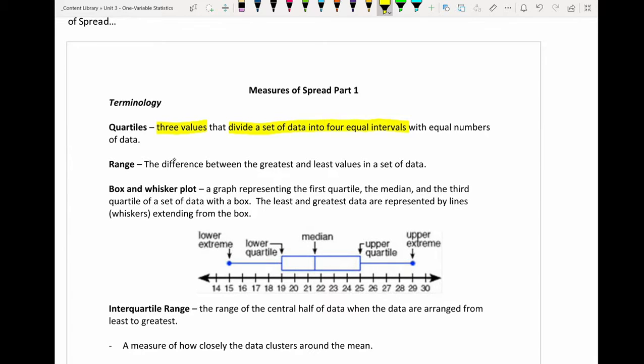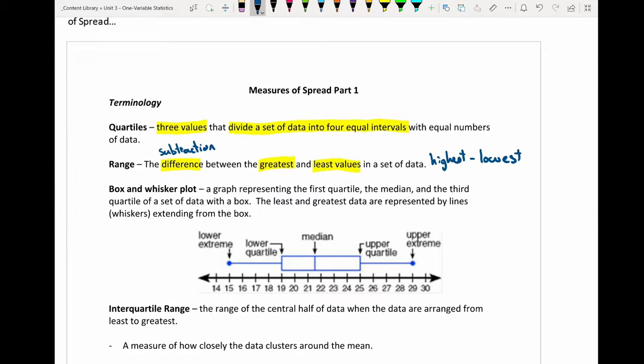The range is the difference, or you can read subtraction, between the greatest and least values in a set of data, or in other words, the highest minus the lowest.